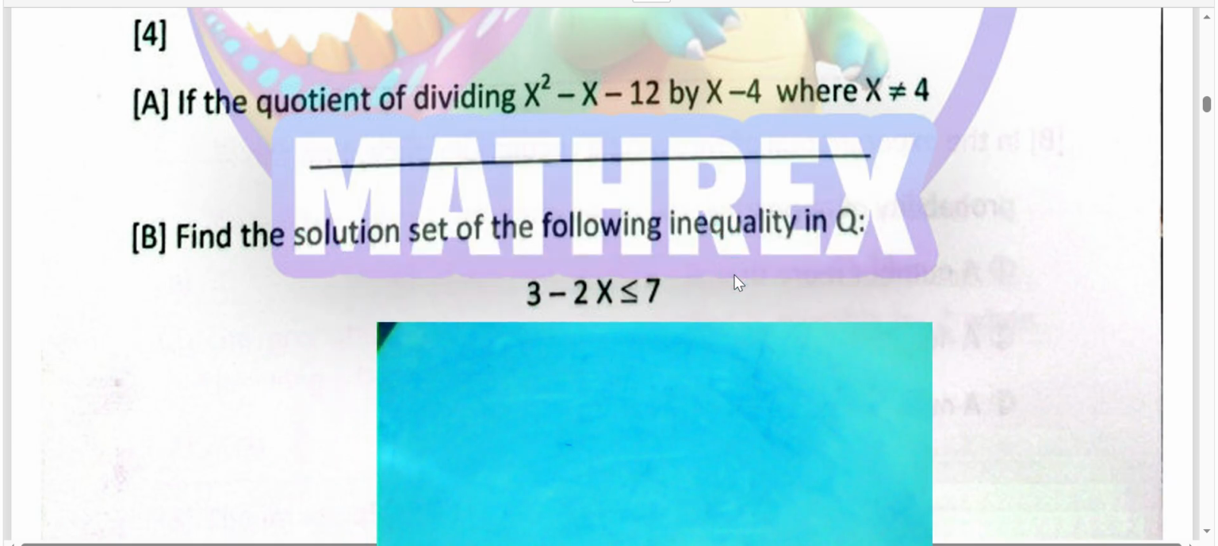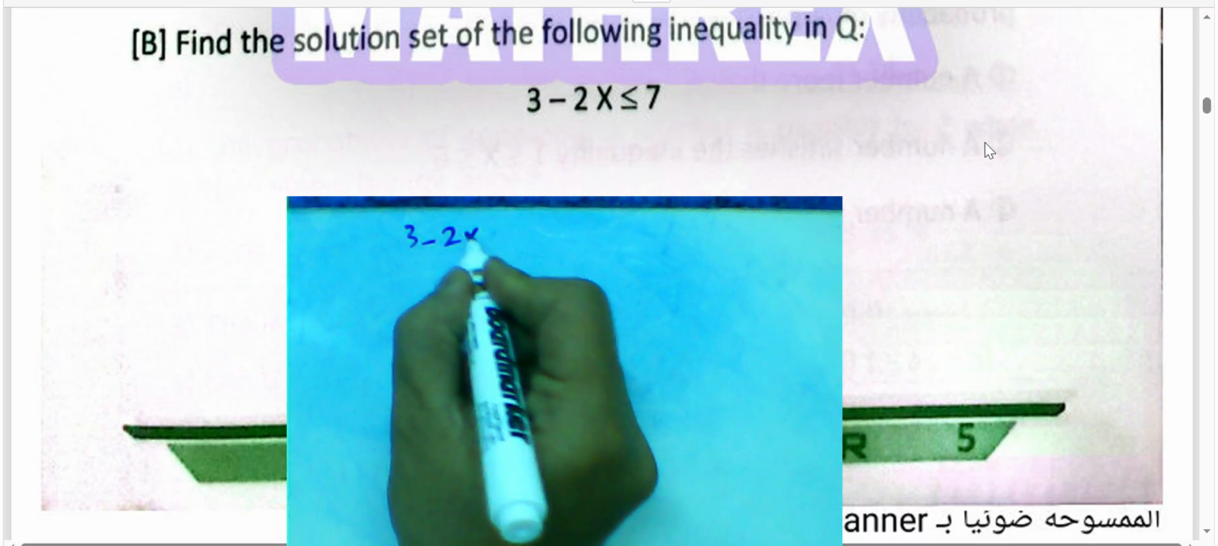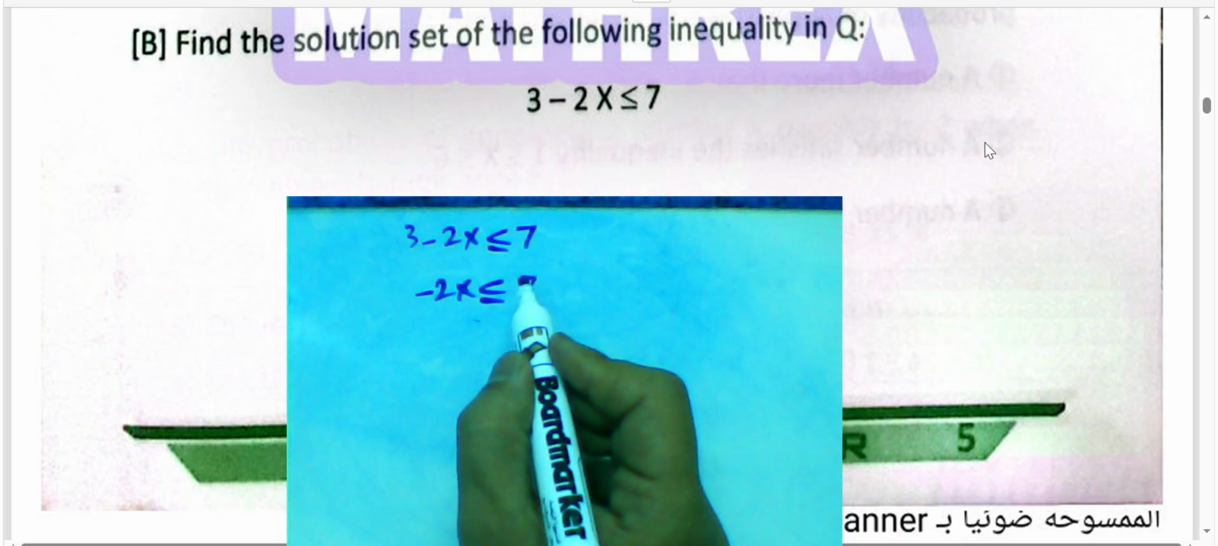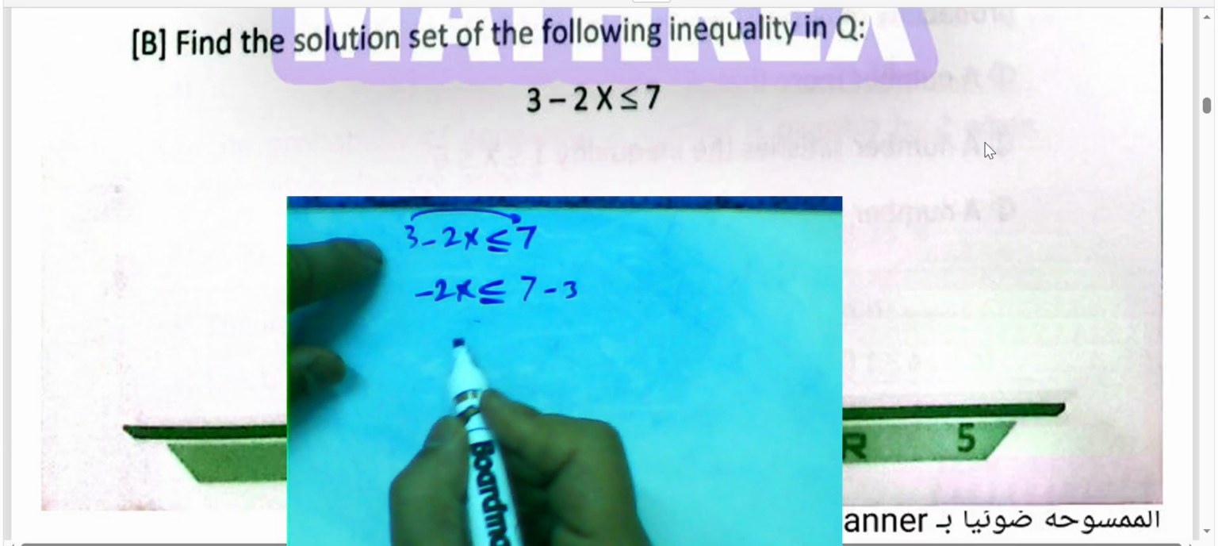Next question. Find in Q the rational numbers. We have 3 minus 2x less than or equal to 7. We must add the additive inverse of 3, it will be negative 3. Move 3 from the left hand side to the right hand side and change the sign. Then we have negative 2x less than or equal to 7 minus 3, which is 4.